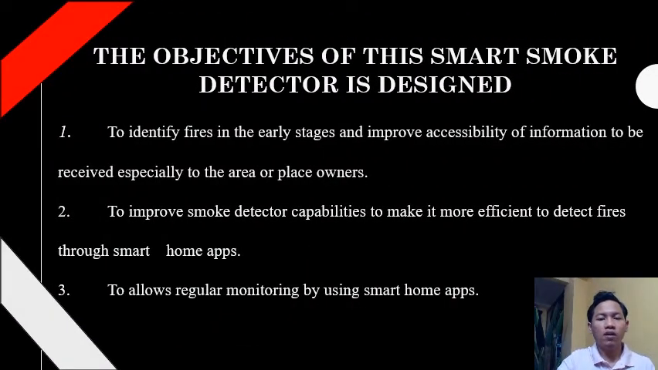The objective of this smart smoke detector is, firstly, to identify fires in the early stage and improve accessibility of information received, especially by the owners of the place. Second, to improve smoke detection capabilities to make it more efficient to detect fires through smart home apps. The last one, to allow regular monitoring by using smart home apps.